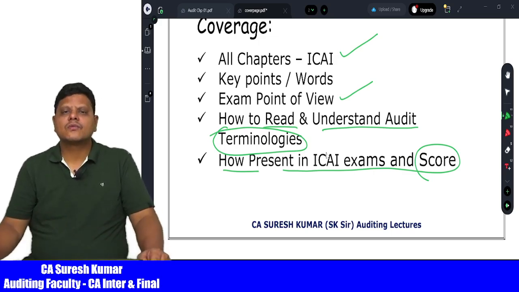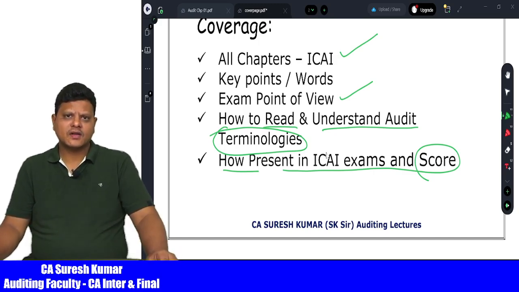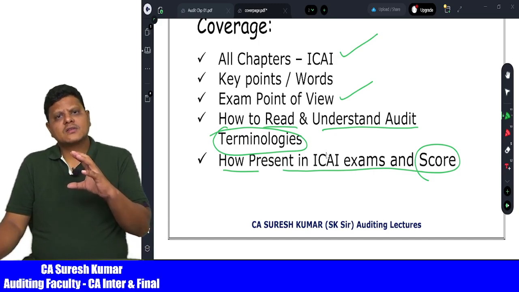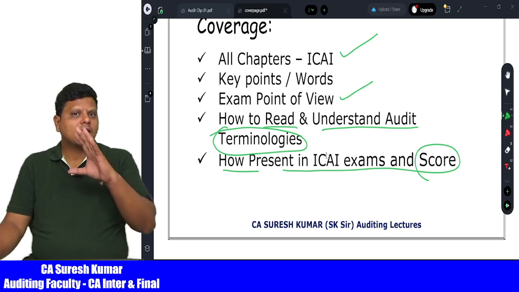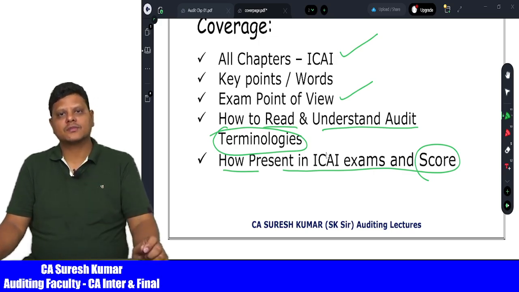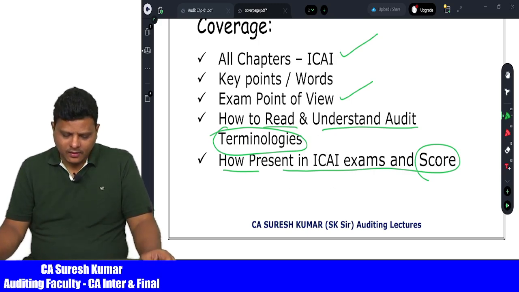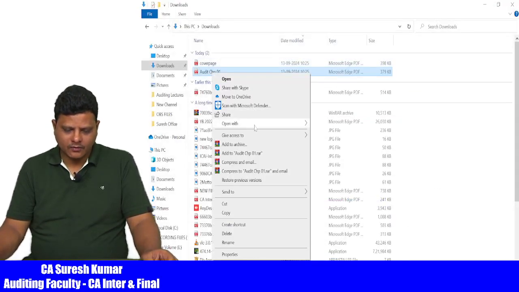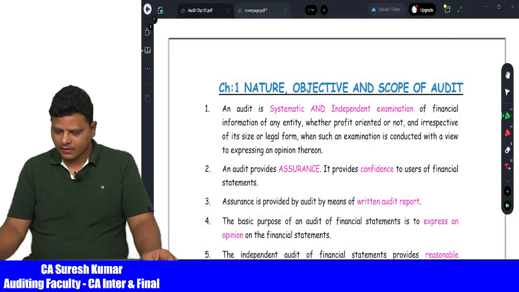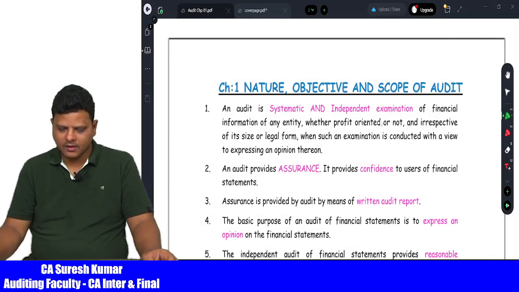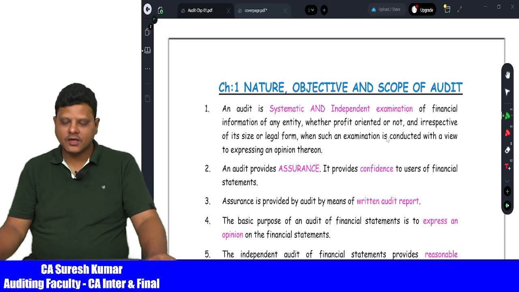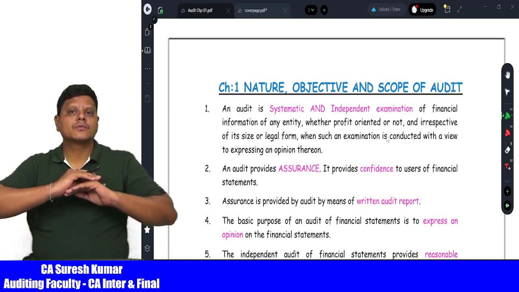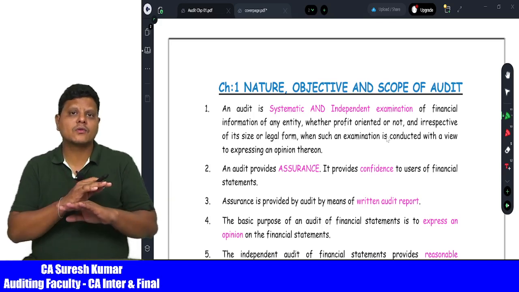Now regarding this, we start chapter by chapter. This entire lecture covers the key points of all chapters. We will discuss conceptually, in the way you are going to understand the concepts. Now we will go for the first chapter given in the ICAI study material. Let me open chapter number 1. Yes, now we got it. Chapter number 1: Nature, Objective and Scope of Audit. As I told earlier, we are not going to revise, we are not going to do a marathon, we are not going to do a complete class here.